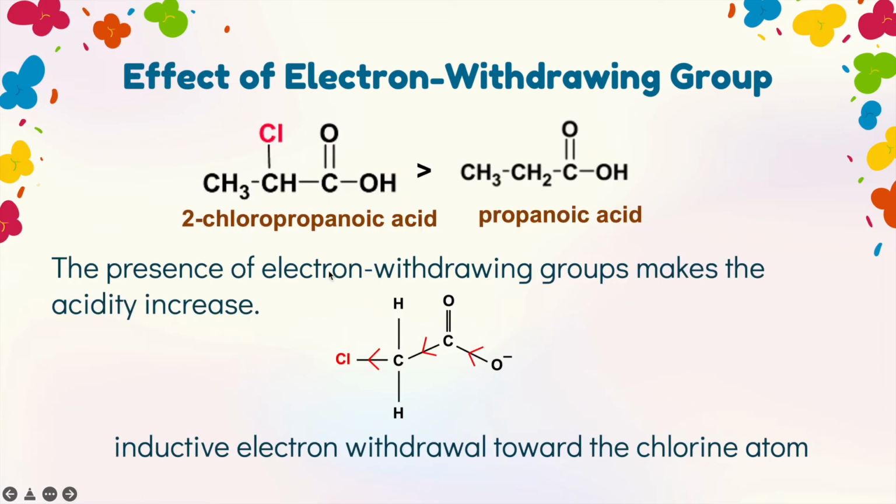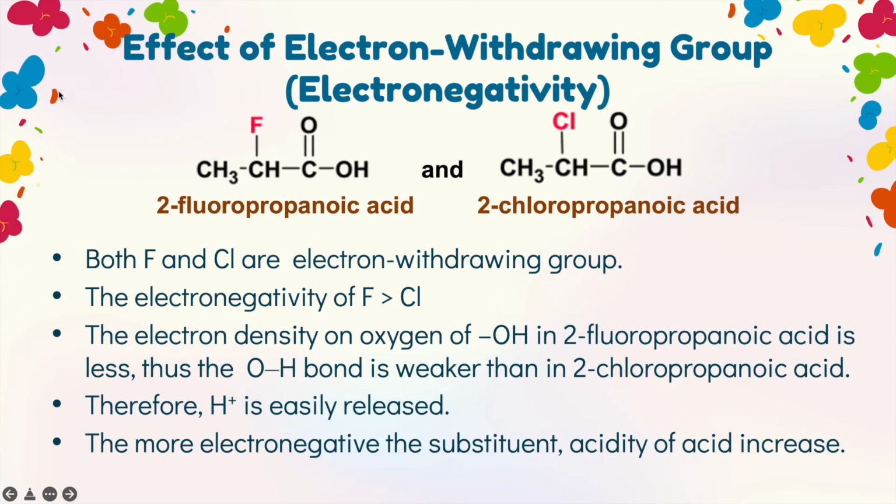Okay, the presence of electron withdrawing groups makes the acidity increase. So this is the inductive electron withdrawal. The electron will move to the electron withdrawing group, the Cl. There are a few factors in electron withdrawing group. First, we look at the electronegativity.